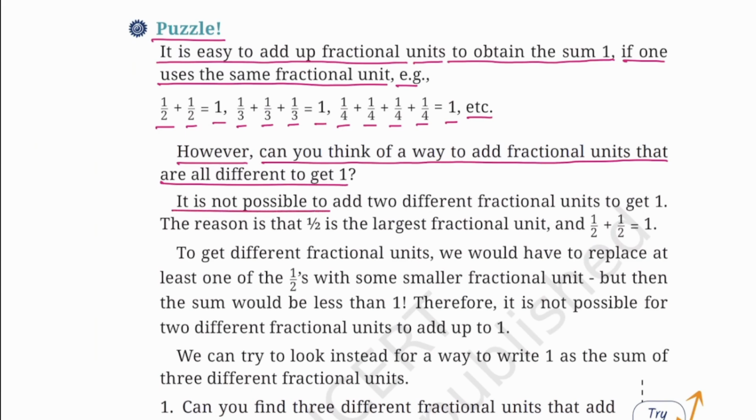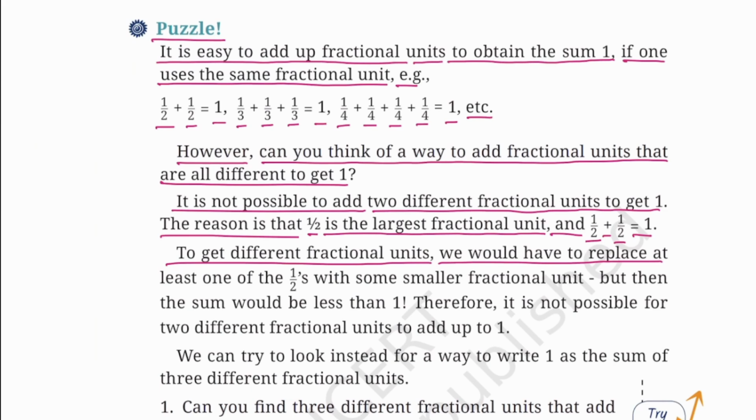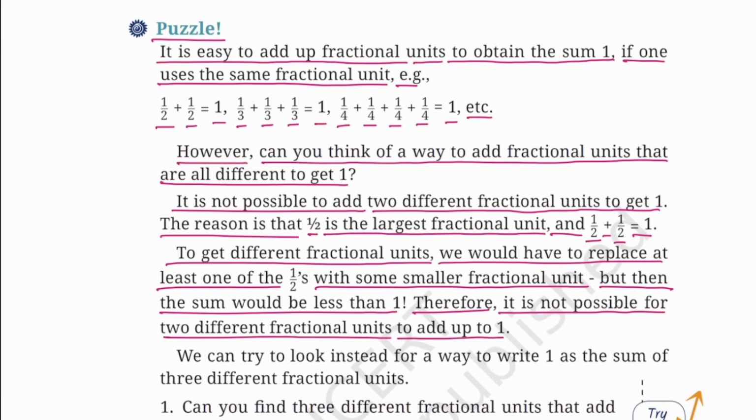It is not possible to add two different fractional units to get 1. The reason is that 1/2 is the largest fractional unit and 1/2 + 1/2 is equal to 1. To get different fractional units, we would have to replace at least one of the 1/2's with some smaller fractional unit, but then the sum would be less than 1. Therefore, it is not possible for two different fractional units to add up to 1.